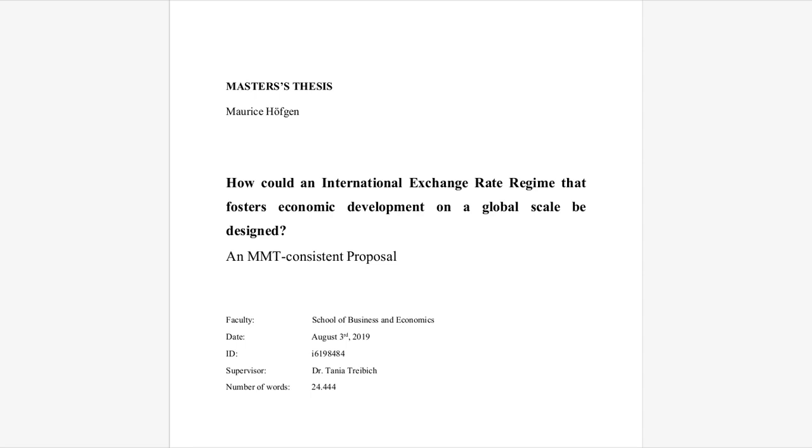The second criteria: a good system must promote fair and efficient international trade. Exchange rates shouldn't create artificial barriers or distortions that give one country an unfair advantage over another. A level playing field, essentially. Okay, what's the third criteria?